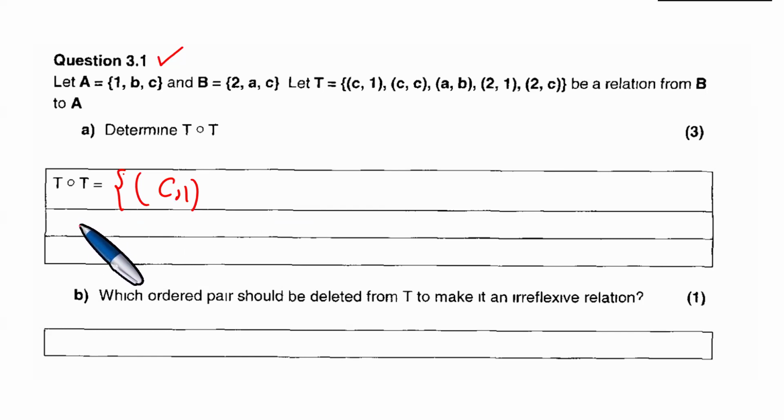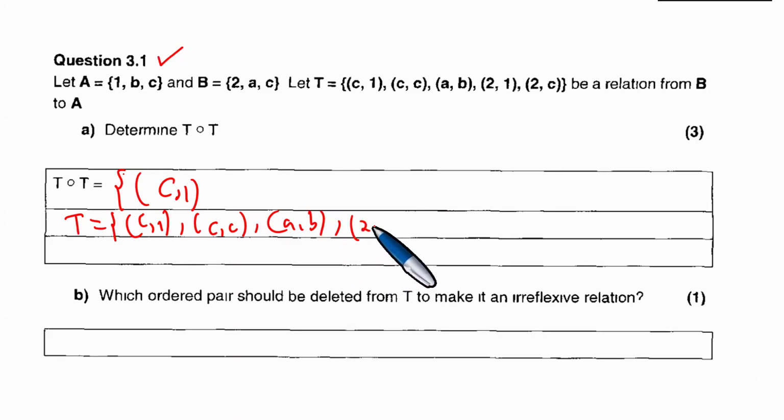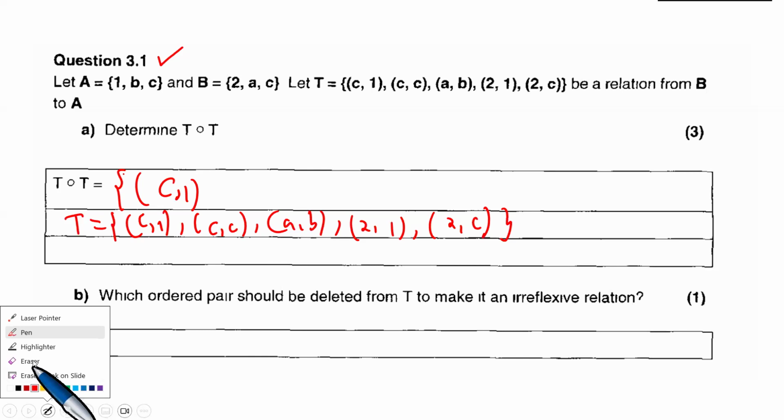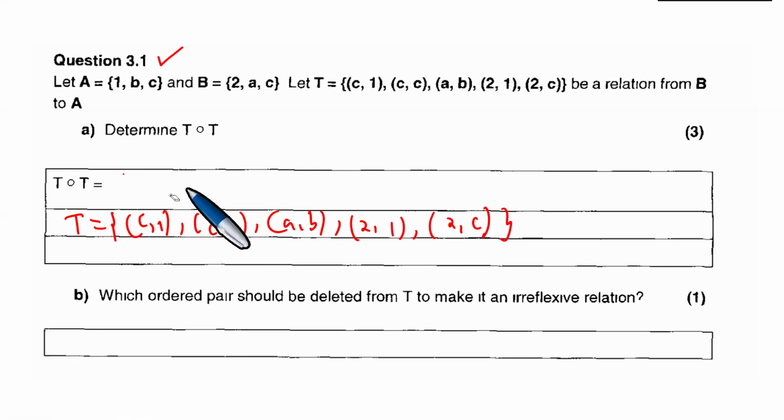Perhaps a couple of things we need to first look at. Let us first list the elements in T. And they are C and 1, C and C, A and B, 2 and 1, 2 and C. Those are the elements in the set T, and therefore, when we perform a set composition, we shall therefore find the following elements.